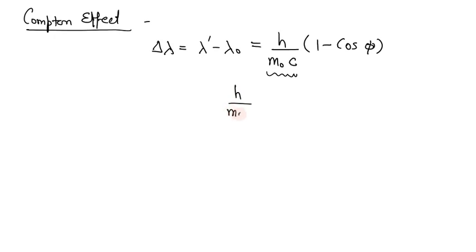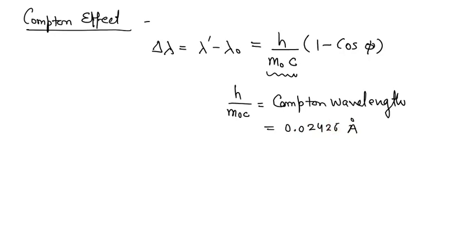Now you also have to remember the value of h by m naught c, which is also known as the Compton wavelength. The value of the Compton wavelength is 0.02426 angstrom. You should remember these values because most of the time these questions are asked only to check your memory, whether you have remembered these values or not. So this is about the wavelength. This is the first.